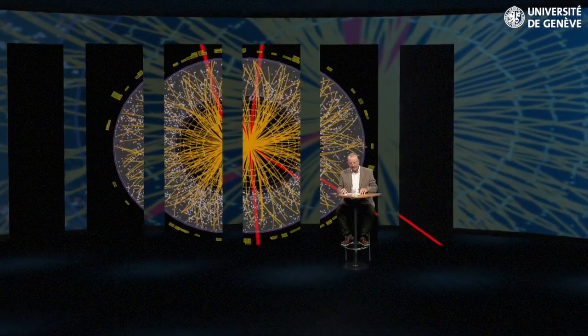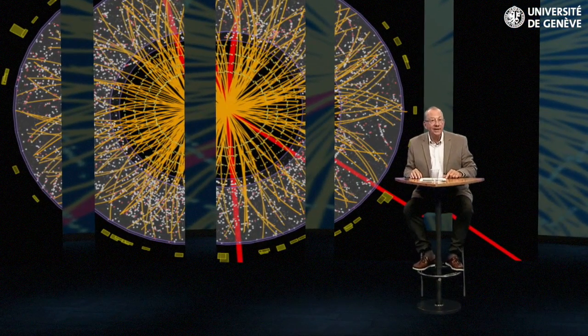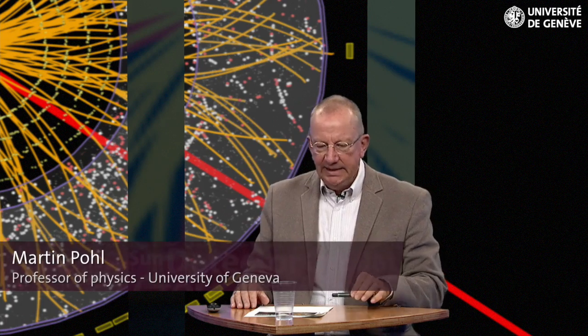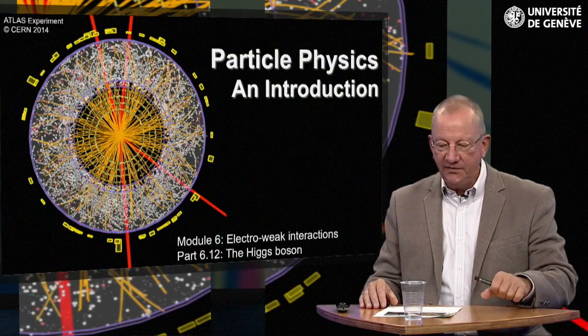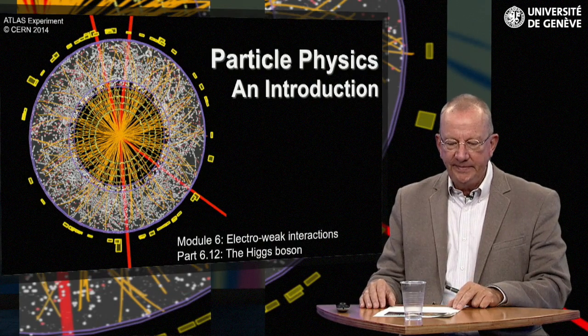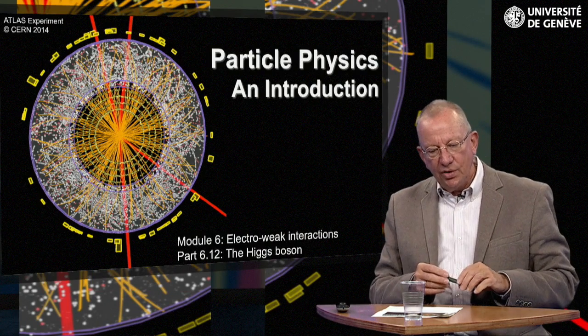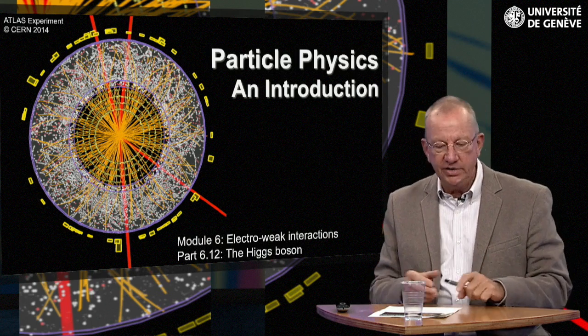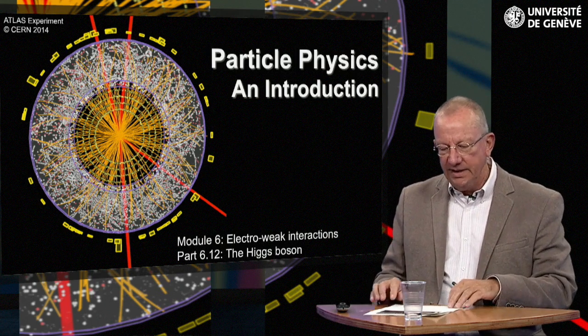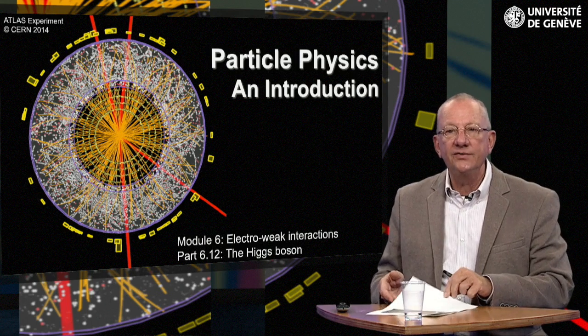In this sixth module, we're discussing electric interactions and the Higgs mechanism. In this 12th video, we will encounter the particle associated with the Higgs field, the Higgs boson. After following this video, you should know how the Higgs boson is produced at the LHC, how we identify its production and decay, and how it is verified that it has the properties required for a Higgs boson.